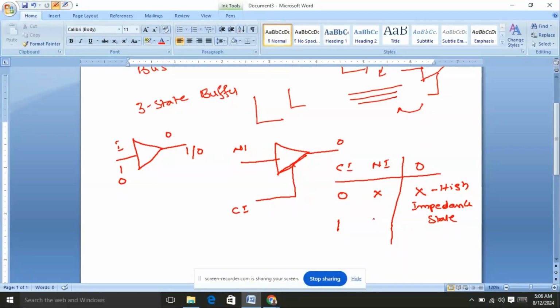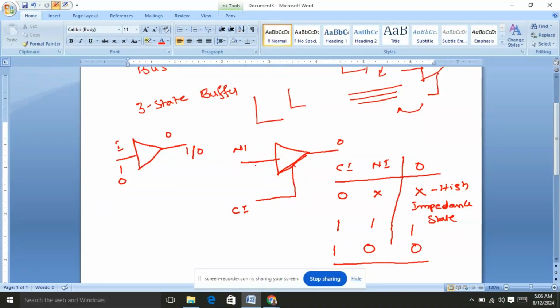The next one, when CI equals 1, the buffer will work. We give input 1, the output is 1. When CI equals 1, that means this is the enabling control input. We give the input 0, the output is 0. By using these small three-state buffers, we are constructing the common bus.